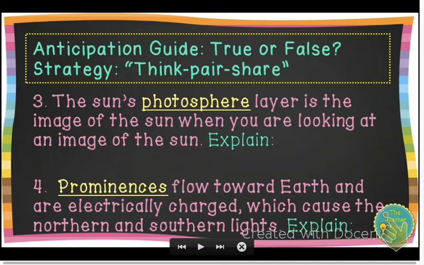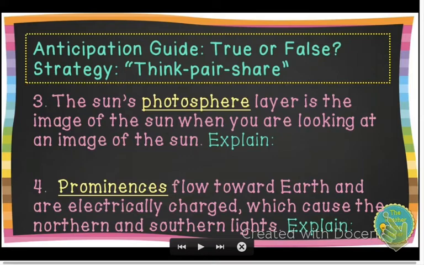Question 4. Prominences flow toward Earth and are electrically charged, which cause the northern and southern lights. So again, do you think that that's what prominences are? Or if you know that it's something else, then you can write false. And again, if you think you can explain it right now, go ahead and do that. If not, I understand, because we're just getting started in this unit and you may not know too much about these things.